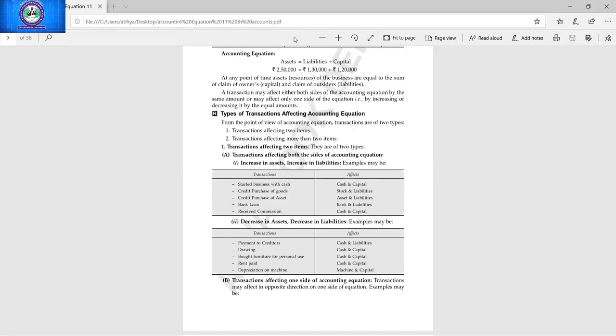Yes, very good, Rishabh and Ambika. Two accounts I have asked. Many students are writing only one account. Yes, Dhruv Bansal, you are very much correct: cash and capital. Yes, Harshita, you are also correct.